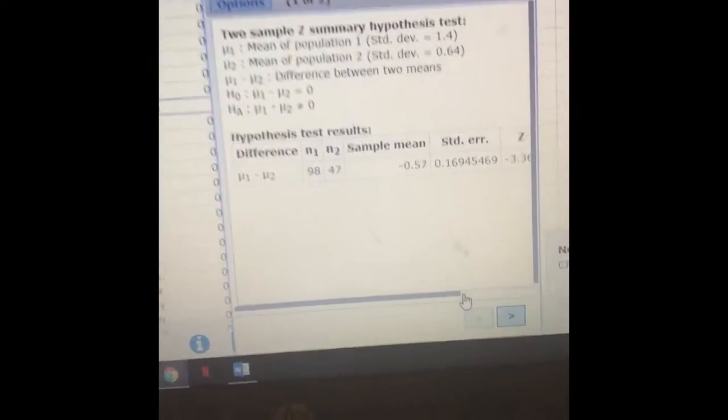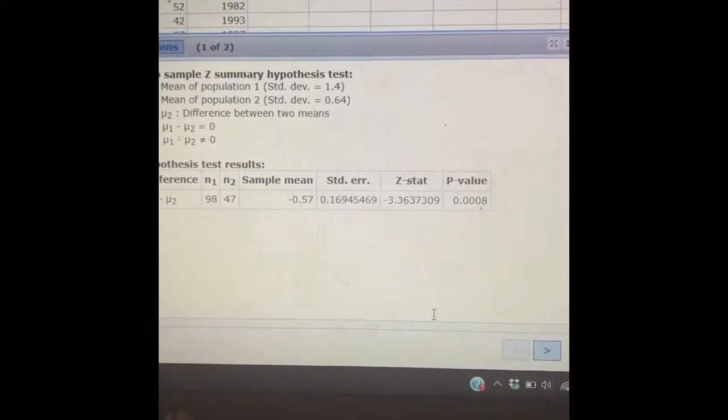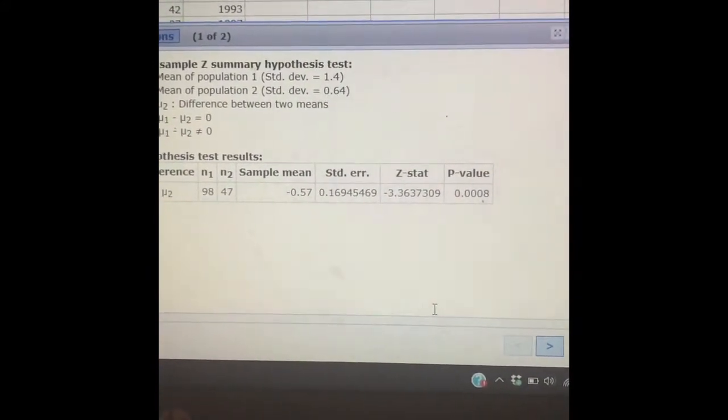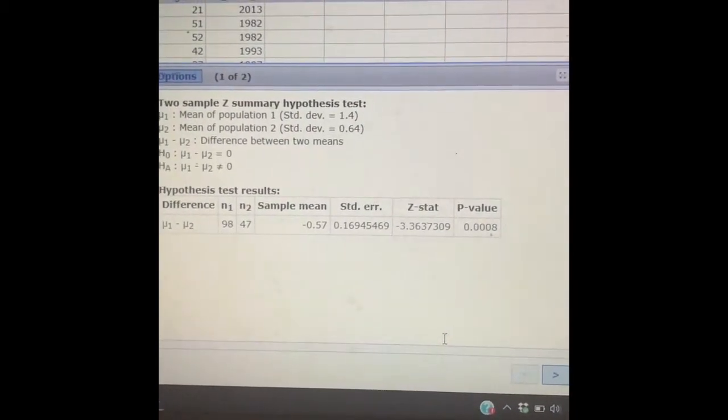Here it is. As you can see, the p-value is 0.0008, which is higher than our alpha of 0.05. In other words, students that do not use the writing center have a higher score on their writing courses than the students that do use the writing center. And we have proved that our null hypothesis is wrong.